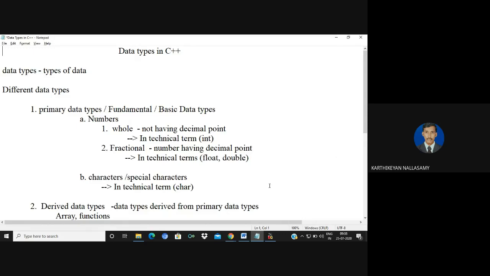For whole number representation, the technical term is integer. For fractional number representation, float and double. And for alphabet representation, character. So these are the 4 primary data types supported by the C++ programming language.